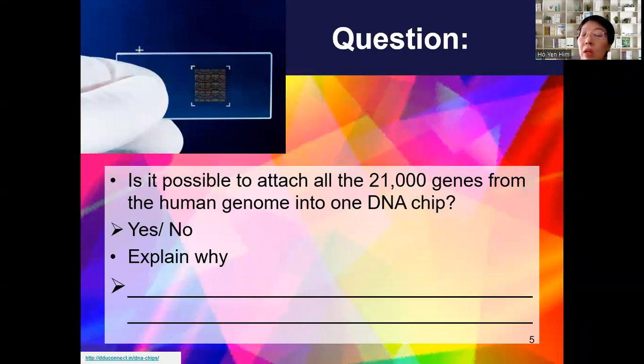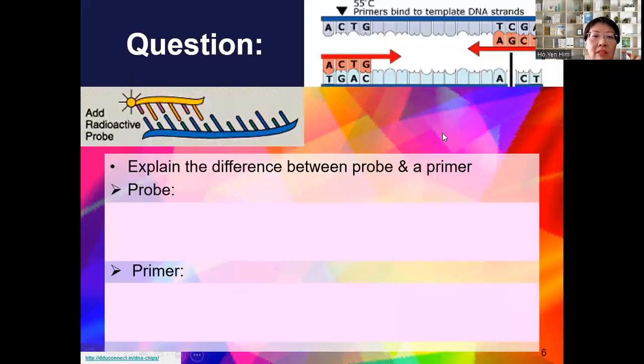So that means one gene chip is enough to contain all the gene probes that can identify all the genes of the human. It's amazing, right? Before we proceed, let us recap what you have learned. You have learned about the probe and also the primer. They are very similar because both are short single-stranded DNA, but their functions are different. So explain the difference between the probe and the primer.